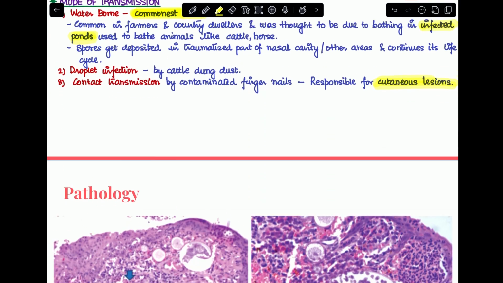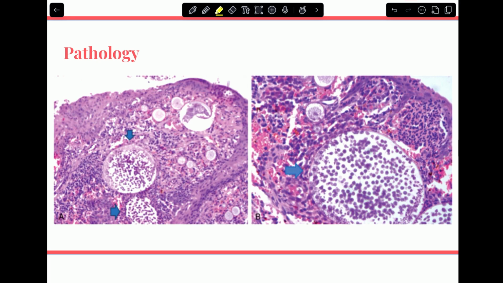Now, next we move on to pathology of the disease. What do you see in the histopathology of this disease? I've just described the life cycle to you, how the sporangium forms in the second stage, and the sporangium is filled with multiple endospores and it gets ready to burst through its germinal pore. And that's what we'll actually end up seeing.